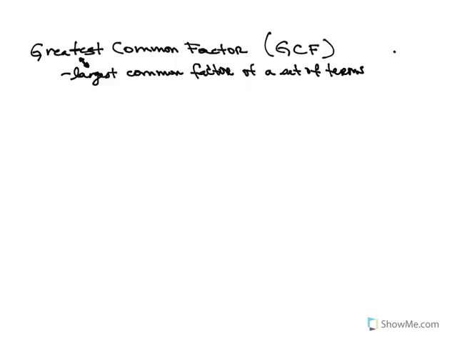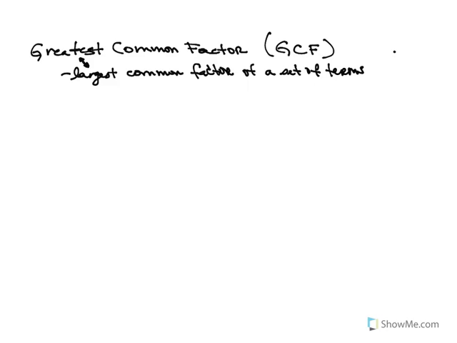So we're going to look at some numbers so we can look at greatest common factor. It's just important for you to understand, when I see greatest common factor, what does that mean? It means that I'm looking for the largest number that's divisible into all of those terms, that can divide into all of them evenly.